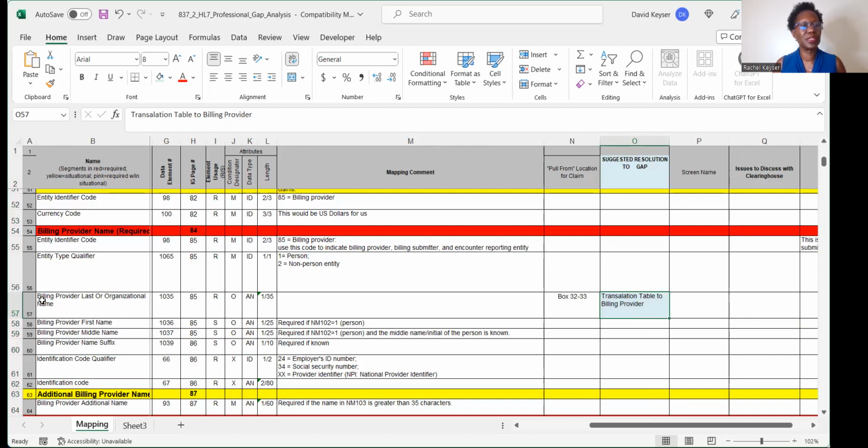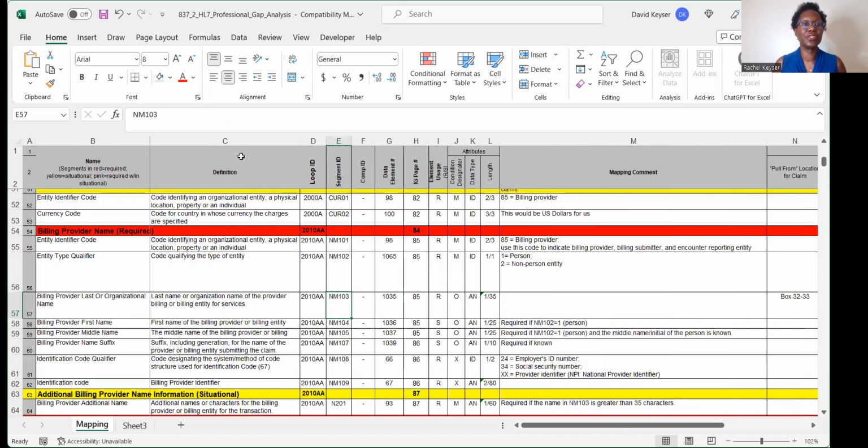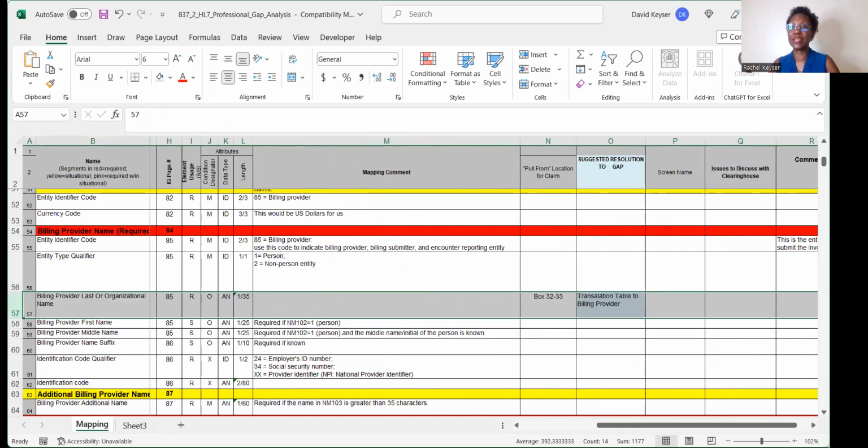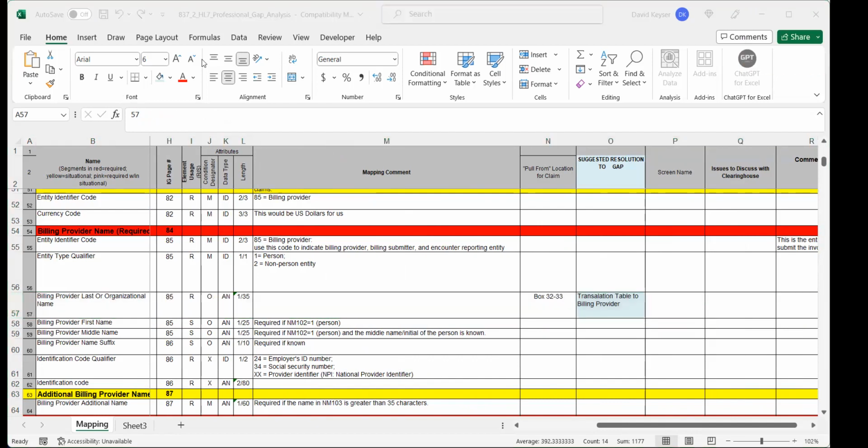I was talking about this: here, this piece of data is a name. When you see NM, that means name. It's the last name of the provider, the billing provider. And so we look and see, okay, is it sending that correctly, or is it not? In this case, it wasn't. And so that's what we do. We make sure that we're changing that, and we put the note here.